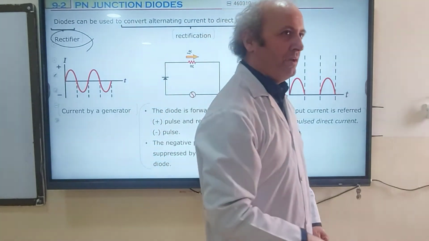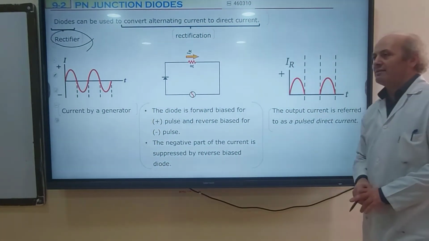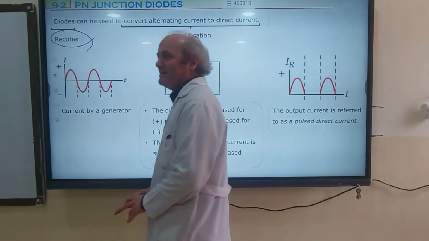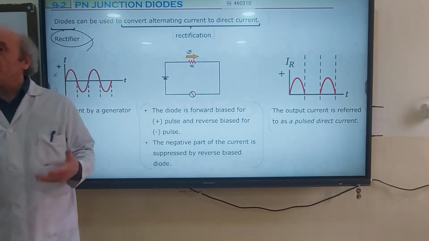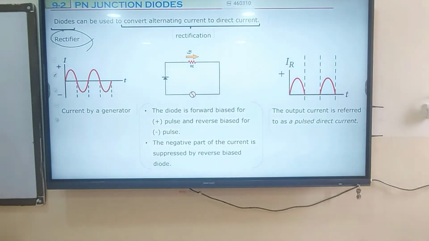Next question. Which of the following is a rectifier? A. Diode. B. Capacitor. C. Resistor. D. Transistor. Rectifier is diode. But how does it do that?